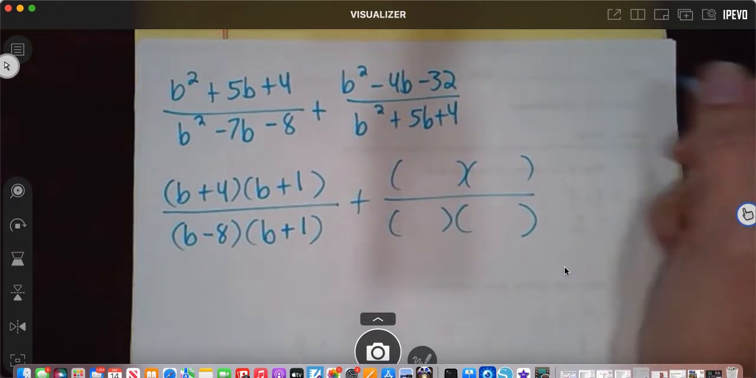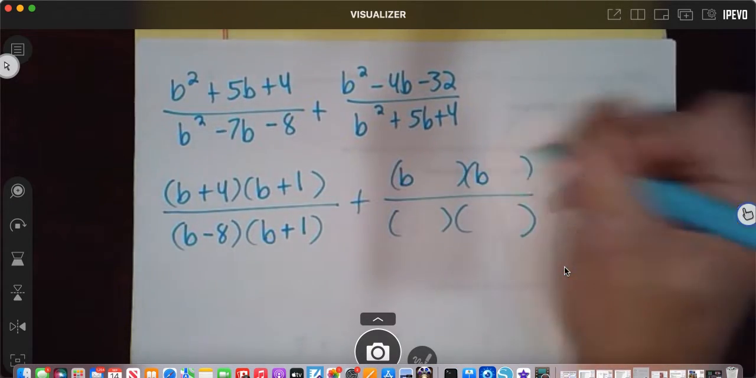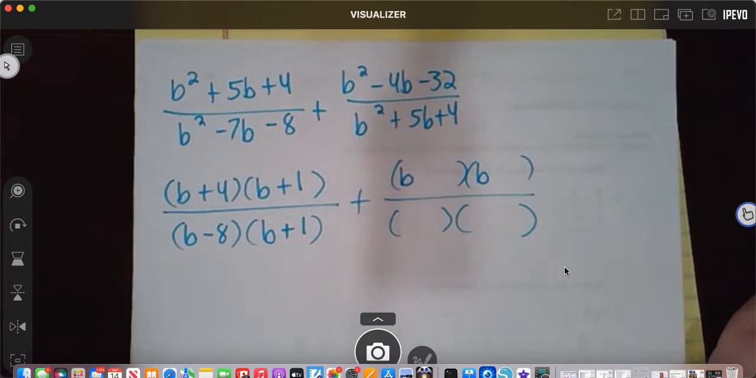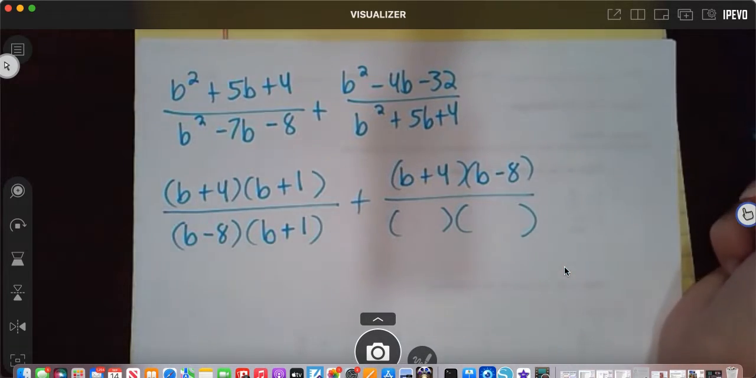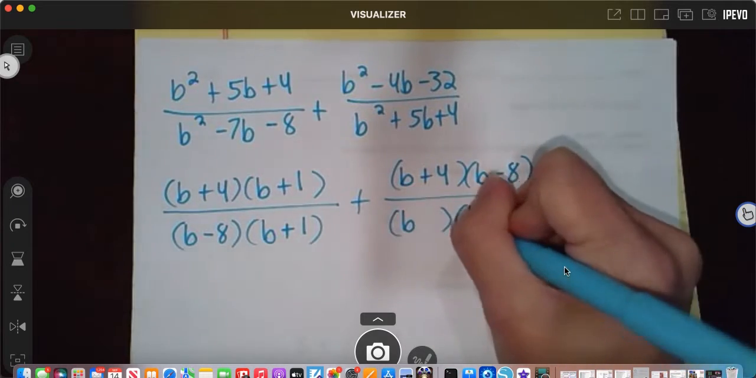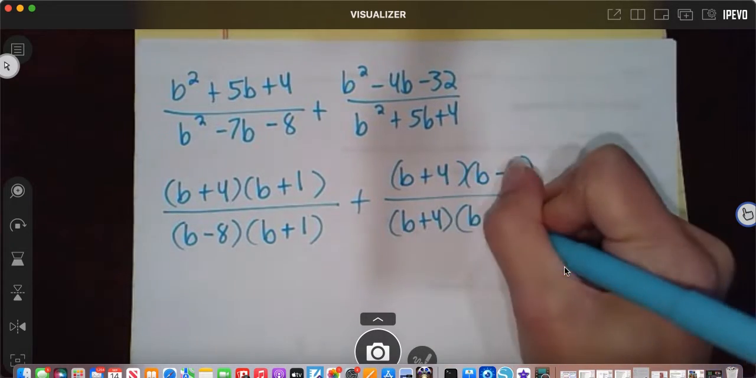What about this one? It's the same. B and B, 4 and negative 8. 4 and negative 8. That's correct. And then the bottom one, it's the same. B and 4 and 1.